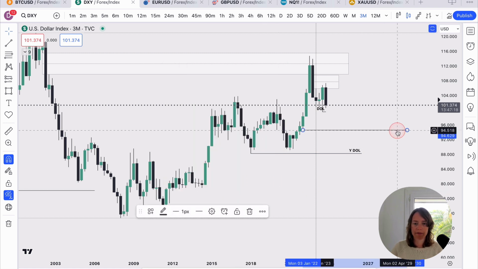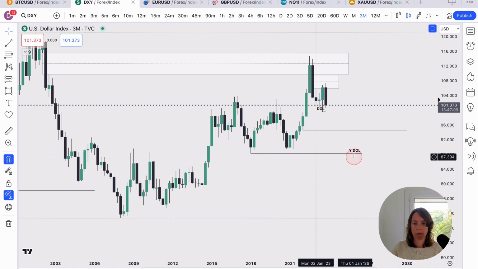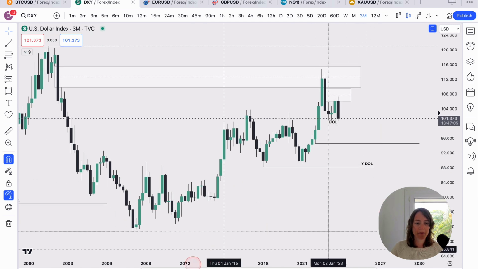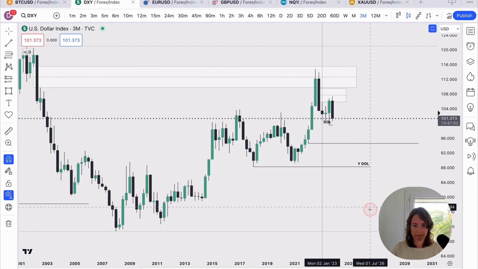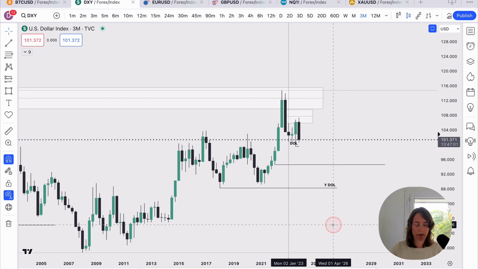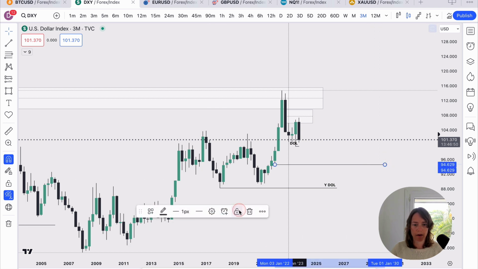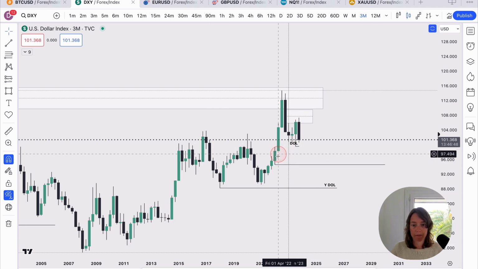This is the low of 2022, and this is the low of 2021 and 2018. But we have some nice equal lows over here, and in my opinion, we should come lower. So we'll still have to see what it will do in this area, but I think all this liquidity is very well possible to take.